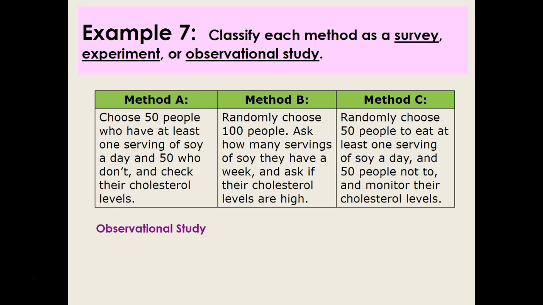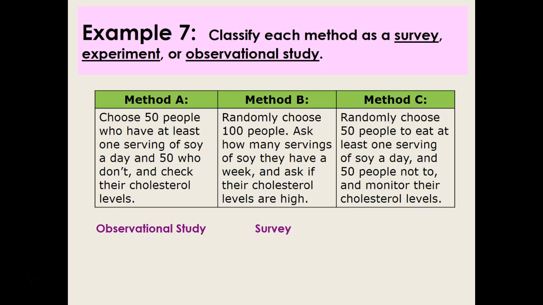Method B, randomly choose 100 people. Out of those 100 people, ask how many servings of soy that they have had a week and ask if their cholesterol levels are higher. Well, sounds here like we are using a good randomization strategy to collect a sample. And then in that sample, we're asking them some questions. So if you chose survey here, you were correct.